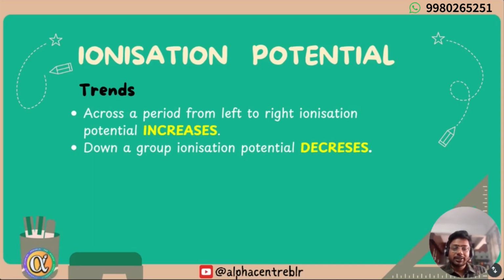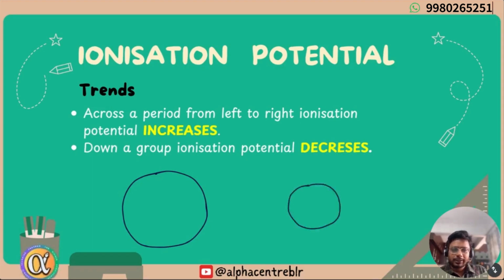Trend in ionization potential. As I said, the trends depend on the atomic size. So ionization potential is compared for two atoms, one which is bigger in size and the other which is small in size. Being small in size means the outermost shell is closer to the nucleus, and being bigger in size means the outermost shell is farther away from the nucleus, right?